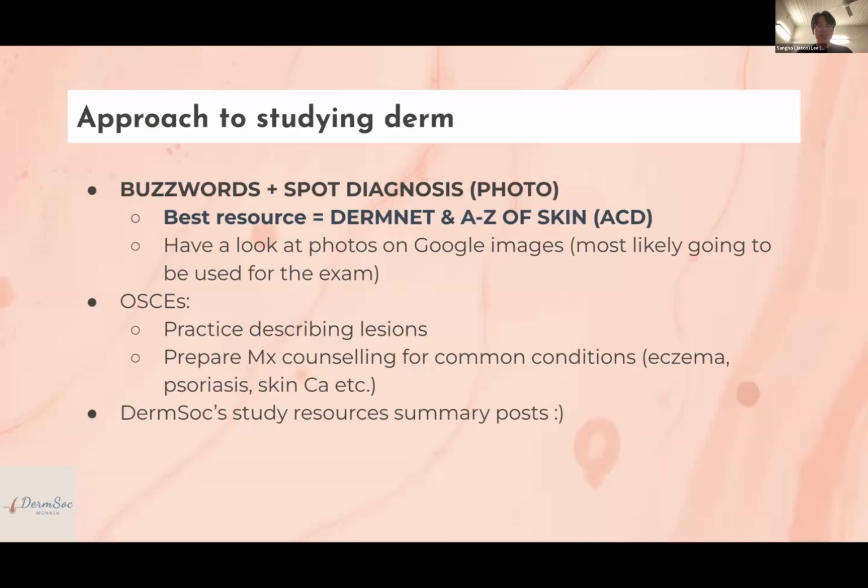To approach studying derm, I think the main parts are knowing your buzzwords and being able to spot diagnose based on the photos. The best resource out there, as I'm sure you're all aware, is DermNet. They have great summaries of all the derm conditions and a great selection of photos as well. Another resource I would like to recommend is the A to Z of Skin, which is published by the college itself, and it's written up by Australian dermatologists. So we have local information to refer to.